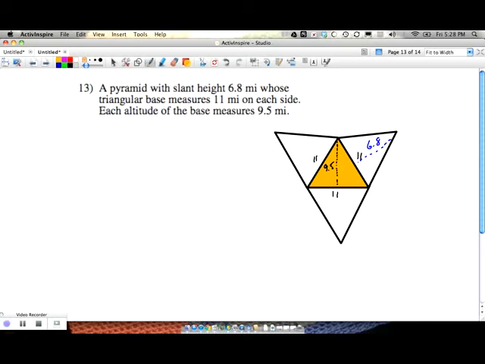So how do I calculate this area? Well, it's always the lateral area plus the base. So let's start with the lateral, and then we'll add the base to that.